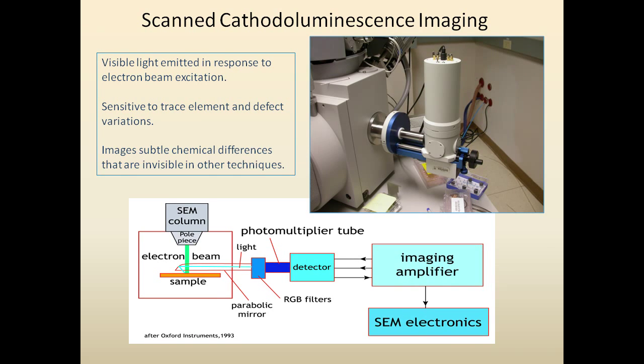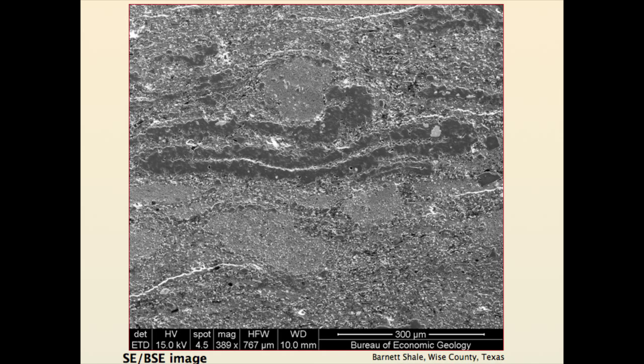And what CL gets you is that it allows you to see things that are absolutely invisible in other means of imaging. So here again is the Barnett Shale. This little thing right here, it's little, it's 300 micron, is an agglutinated foraminifer. Now this next image, agglutinates, they love low oxygen, and they build their shells out of particles they pick up in the environment.